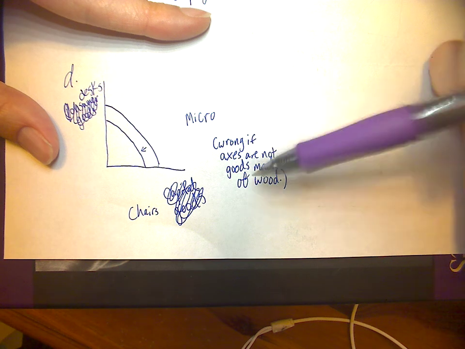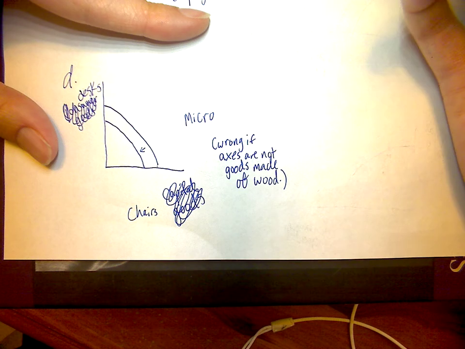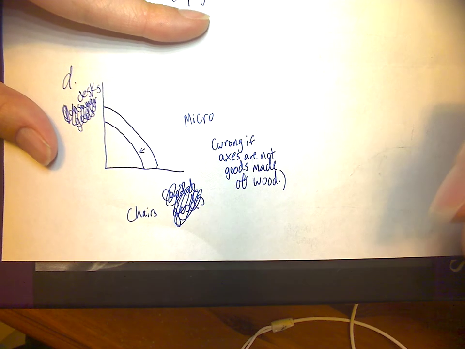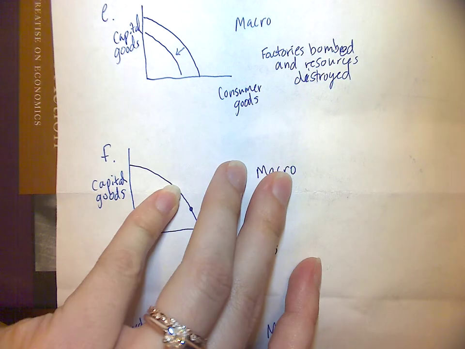Okay, so it's wrong if your axes are macro axes, that is incorrect, because this doesn't affect overall production in the U.S. It just means we're going to be less able to produce things made from wood. Okay, part E.